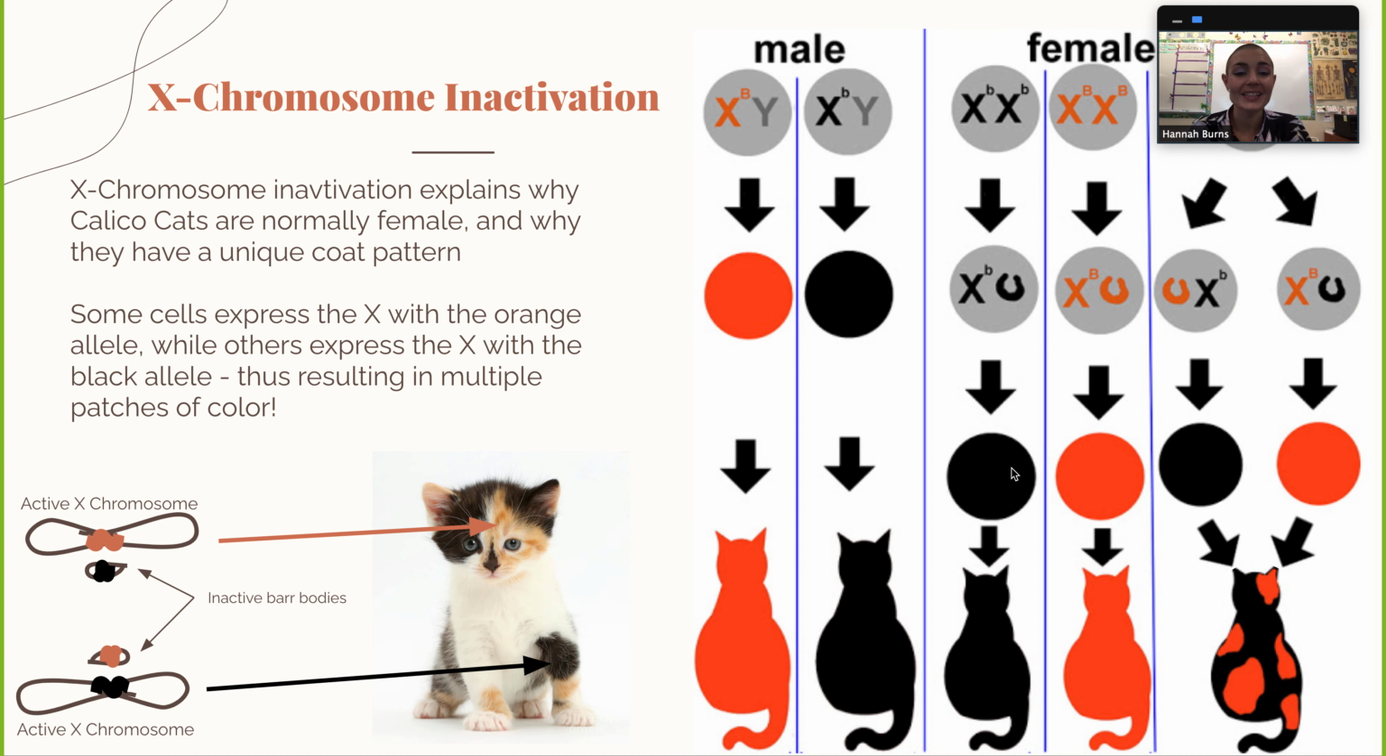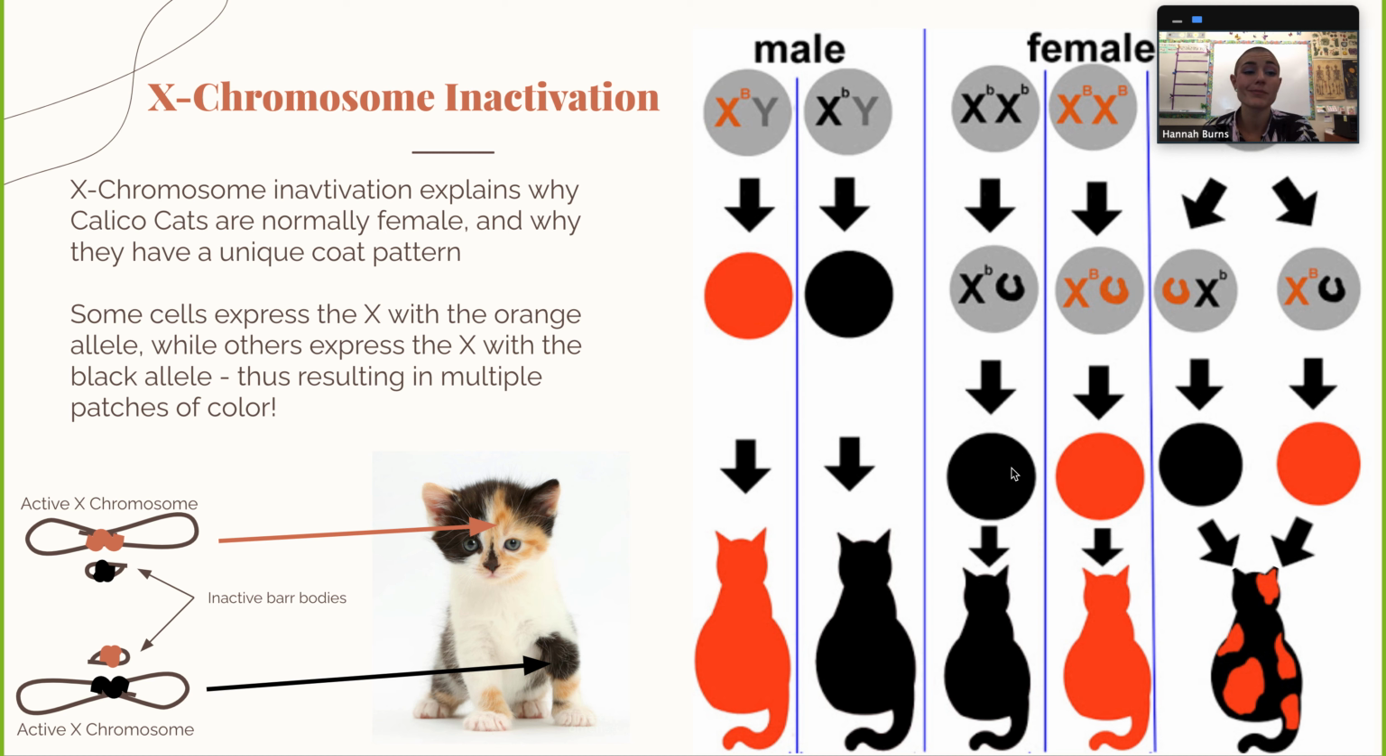So calico cats are a great example of X chromosome inactivation because you can physically see which chromosomes are active and which ones are inactive based off of the color of their fur. So some cells express the X with the orange allele, while others express the X for the black allele. And that then results in a cat that has orange and black in their fur coat.